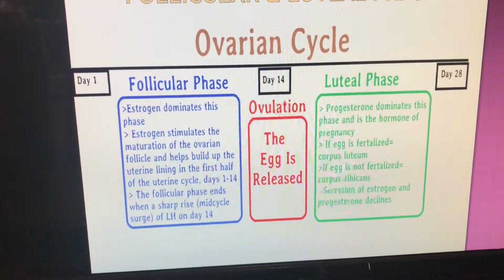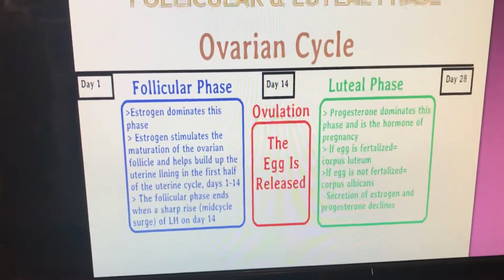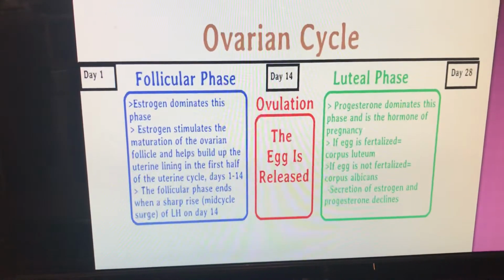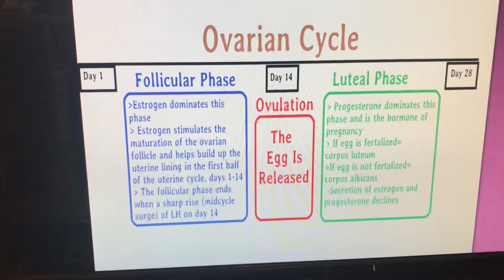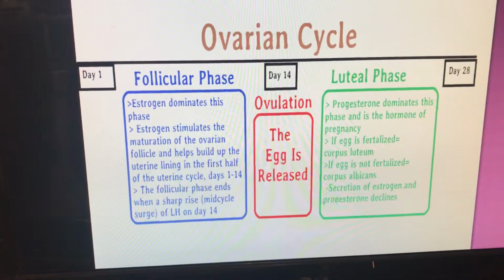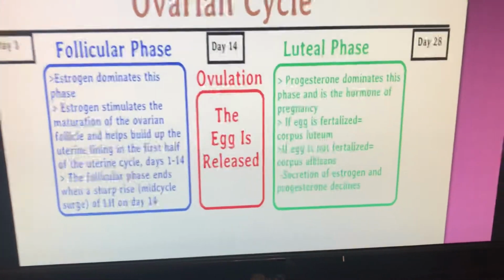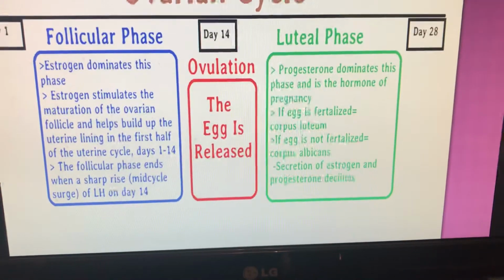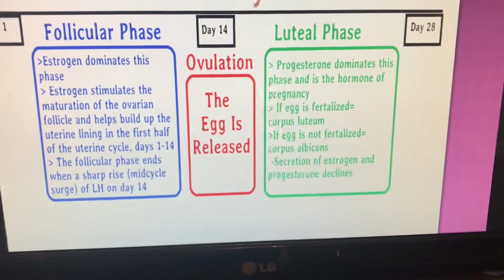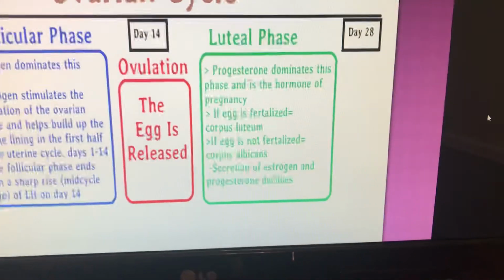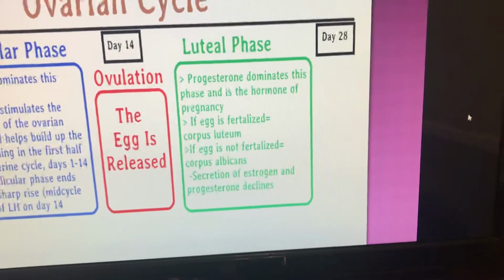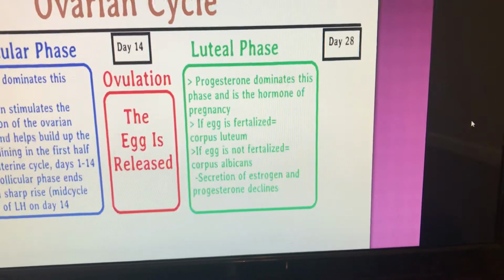So in the follicular phase, that just means that you have your period on day 1 that lasts about 5 days. And then your follicles begin to start building up. On day 14, this is known as ovulation. This is where the egg is released. Next, you have the luteal phase. This is day 14 to 28.